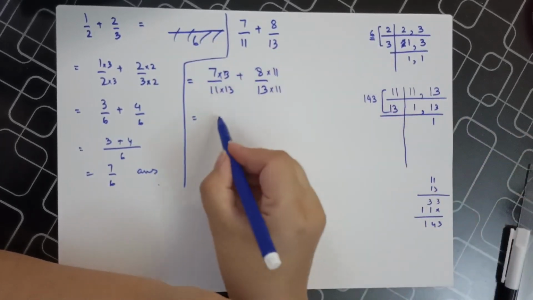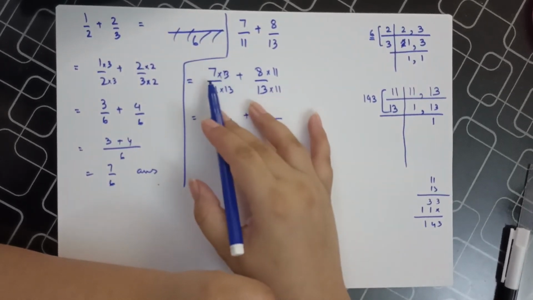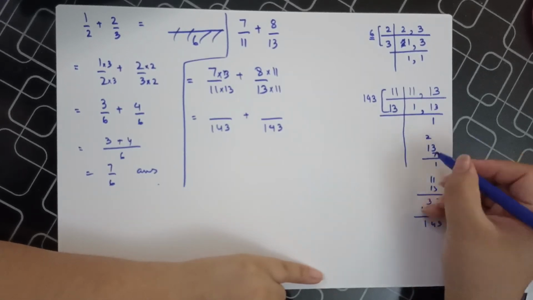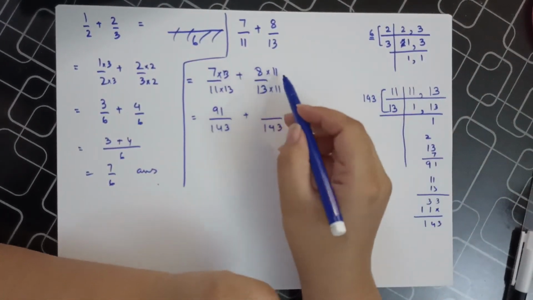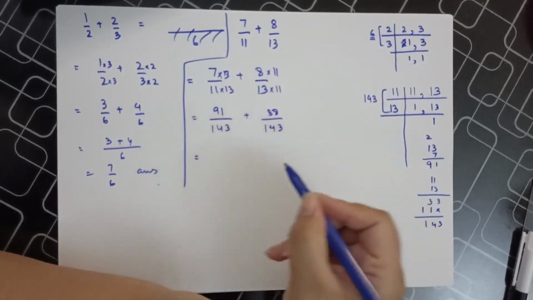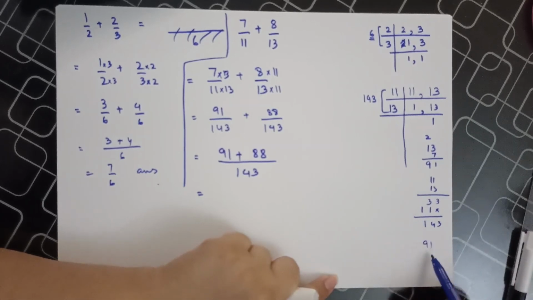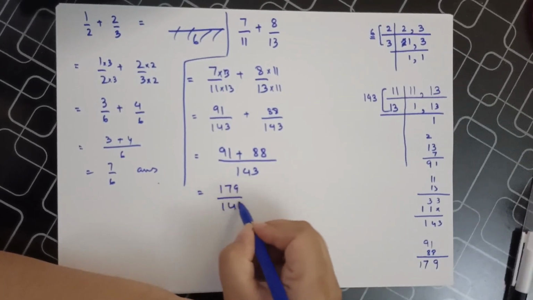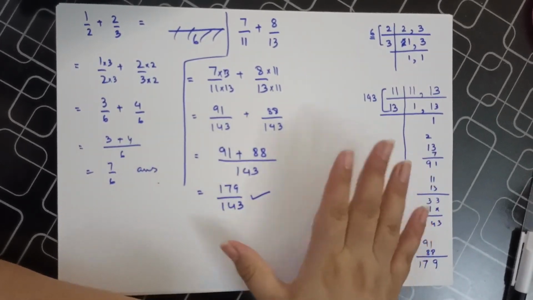So now here you have 143 plus 143. Now when you multiply 7 with 13, 7 threes are 21, 2 carry, 7 ones are 7 and 2 is 9, so we get 91. And 8 multiplied by 11 gives 88. So we're going to take the denominator as common, 91 plus 88, and add them together. 8 plus 1 is 9, 9 plus 8 is 17, 7 and 1. So it's going to be 179 upon 143, your answer. Okay, so this is how you're going to perform the addition of rational numbers if you have two numbers.